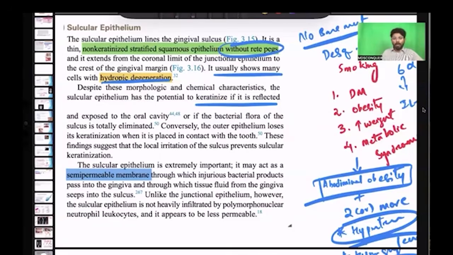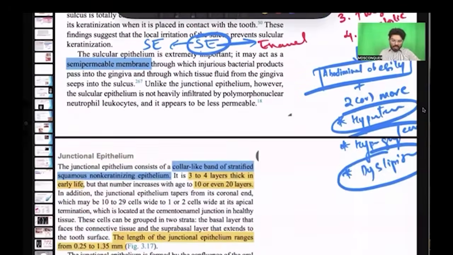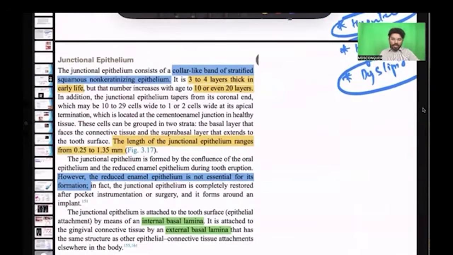Okay, next, the important thing that you have to make a note of is SC. You remember like this. What are the two things which have semi-permeability? Two things having semi-permeability start with S and E. Yes, one is sulcular epithelium and the other one, E, is enamel. This we have also discussed. Sulcular epithelium and enamel both are semi-permeable. Okay, right. So next, SC is done. I'll be jumping into JE.